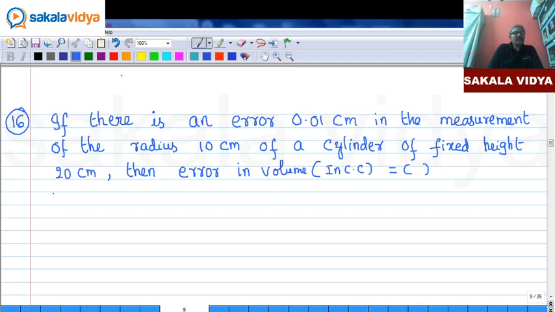So, first option is 4 pi, second option is 2.5 pi, third option is 0.06, fourth option is 0.6.